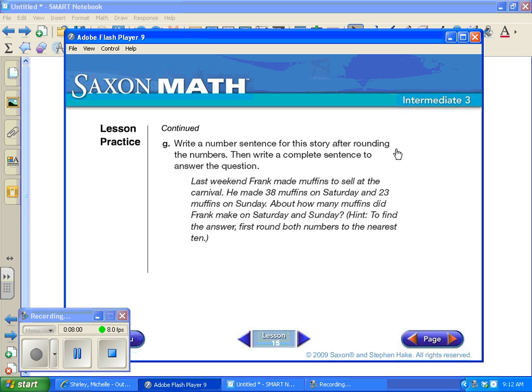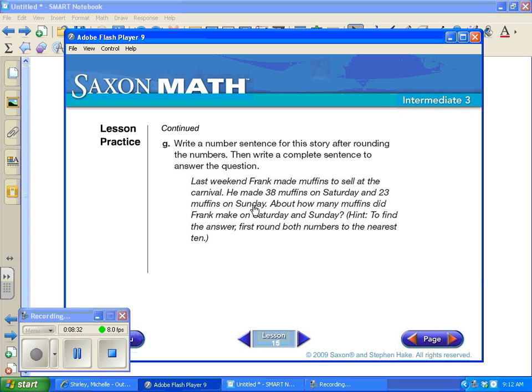Write a number sentence for this story after rounding the numbers. Okay? Then write a complete sentence to answer the question. Oh my goodness. Last weekend, Frank made muffins to sell at the carnival. He made 38 muffins on Saturday. Let's go ahead and round that. What would we round that off to? Is 38 closer to 30 or 40? 40. Yeah, because that 8 tells you it's closer. So 40. Think 40 muffins, okay, on Saturday.